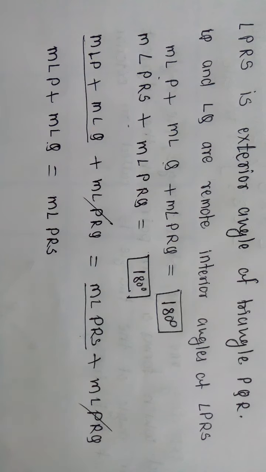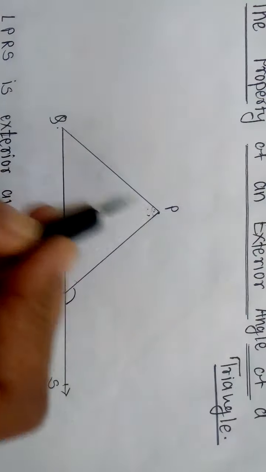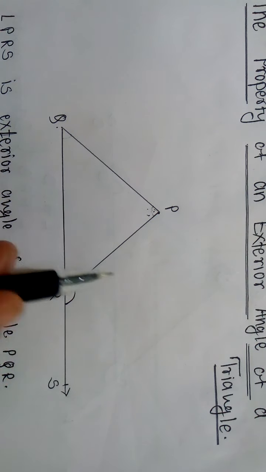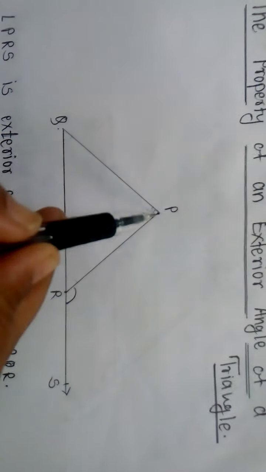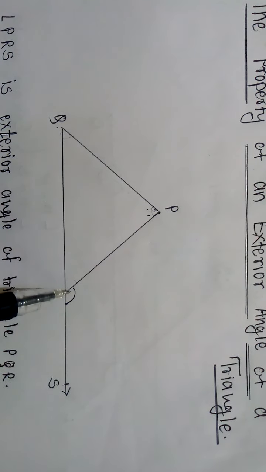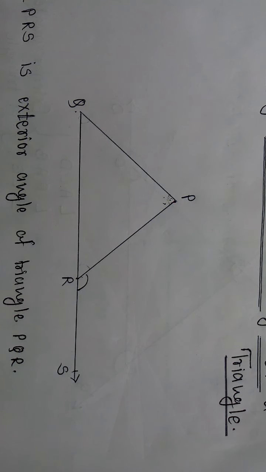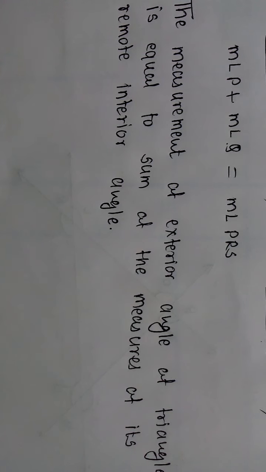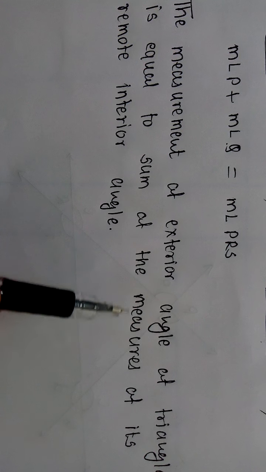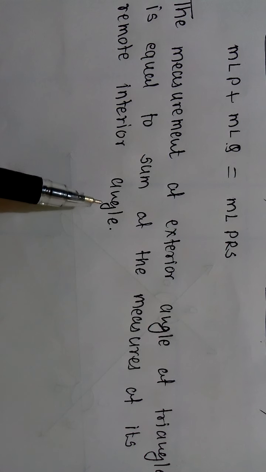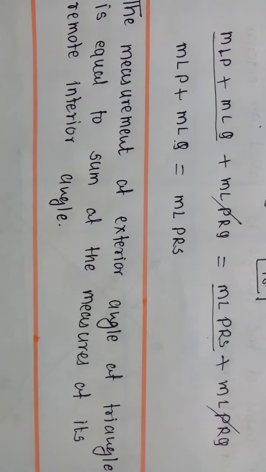Means what? From the figure we will understand it. See, measure of angle P plus measure of angle Q, the addition of these both angles, is equal to the measurement of angle PRS. That means the addition of these two angles will be equal to this exterior angle. So here is the property of an exterior angle of a triangle: the measure of an exterior angle of a triangle is equal to the sum of the measures of its remote interior angles. So you have to remember this property. It is very much important.